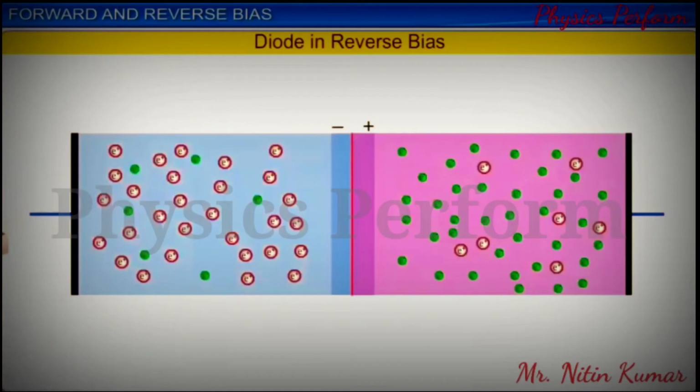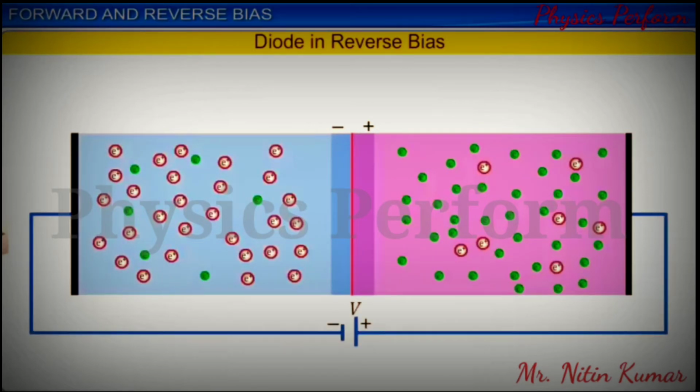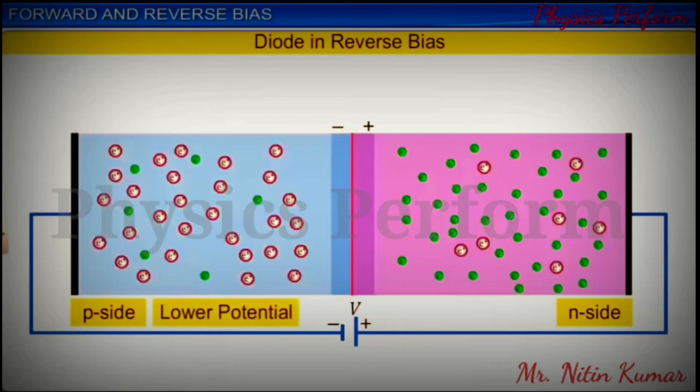Now let us study about the reverse bias connection of a PN junction diode. For this, connect a PN junction diode to a battery such that the P side is connected to the negative terminal and the N side is connected to the positive terminal of the battery. Here, the P side of the diode is at a lower potential and the N side of the diode is at a higher potential, since the battery raises its potential more than its value for the unbiased state.